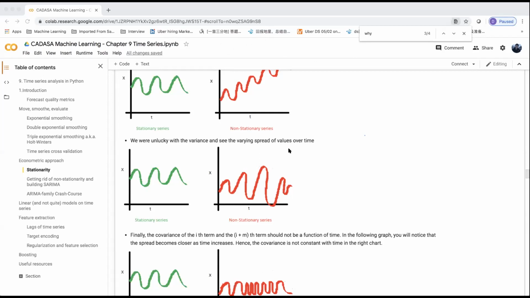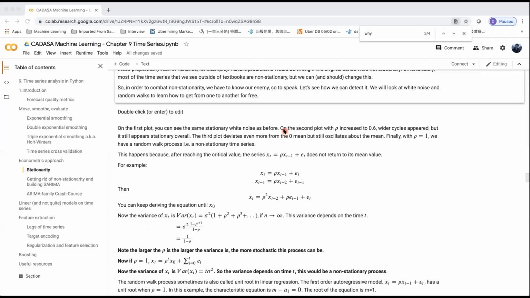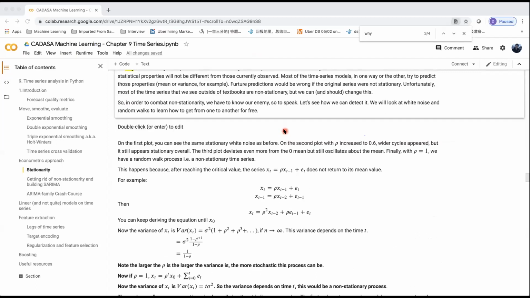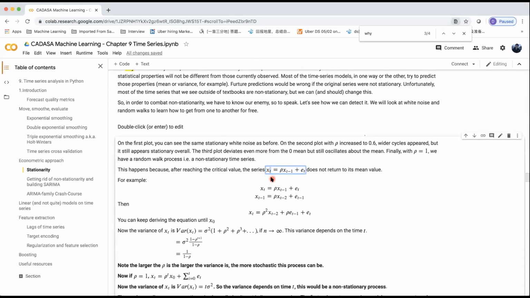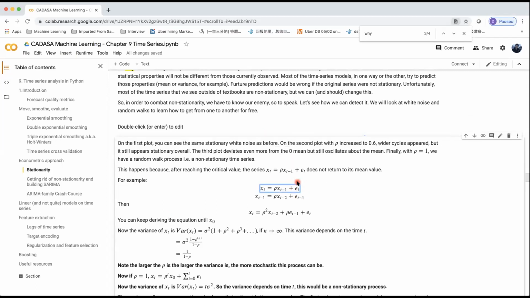So now, how do we actually test whether it's stationary or non-stationary? There's a formal definition for a stationary or non-stationary process. For example, suppose we have this process: xt equals rho times xt minus 1 plus et. Here xt is the data point in the current time period, xt minus 1 is the data point in the previous time period, and et is just noise, a random process that follows a normal distribution.